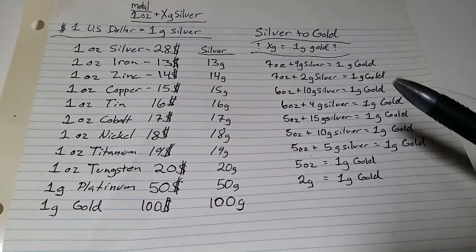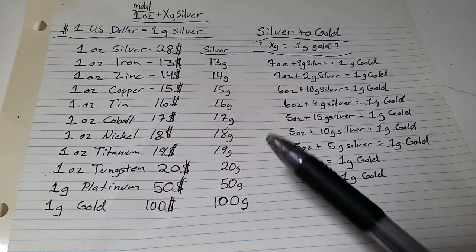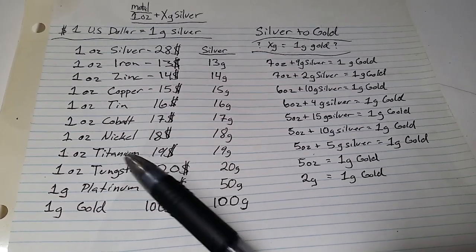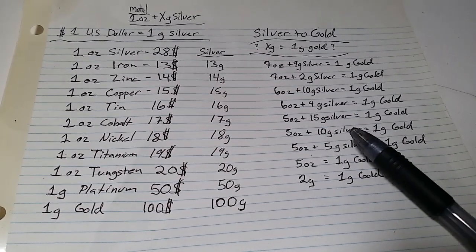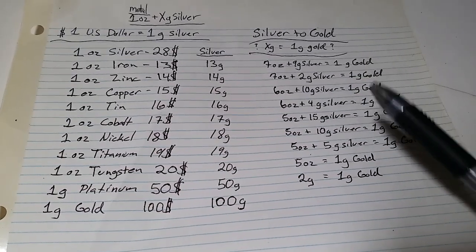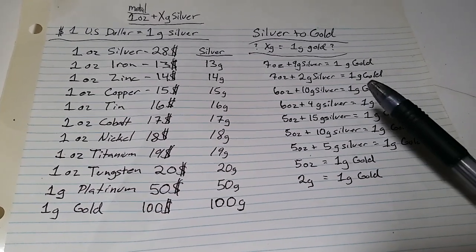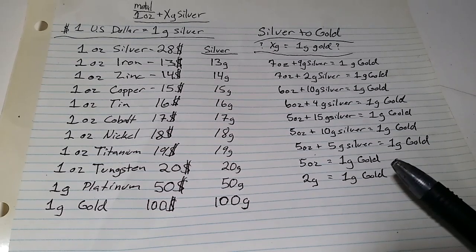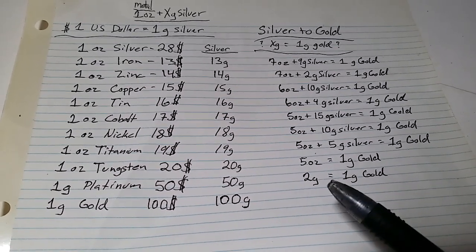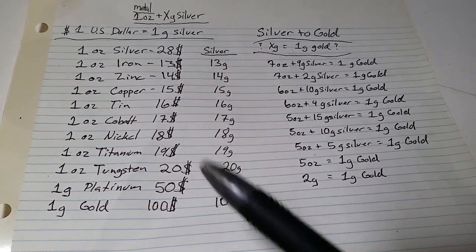And then this chart over here is where I converted how many ounces of these metals plus X amount of grams of silver to equal 1 gram of gold. That way you could spend 1 gram of gold into the economy and make change with all these other metals.